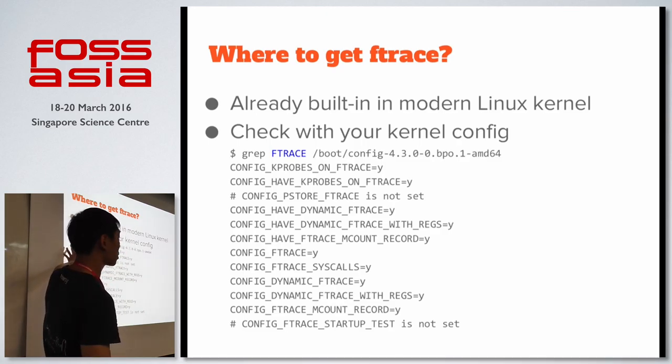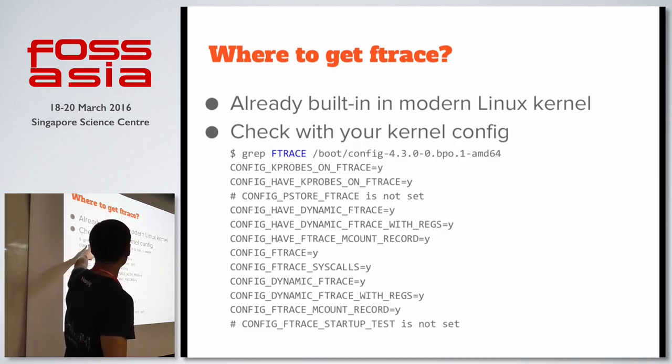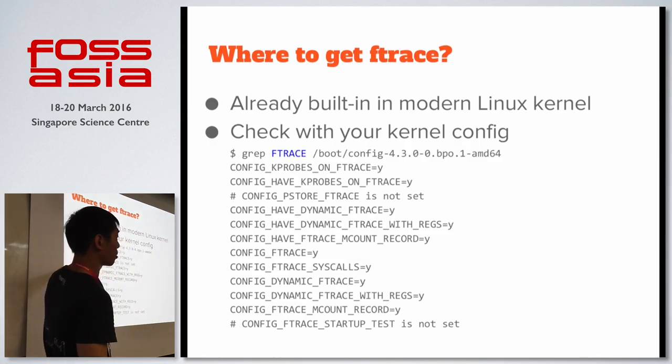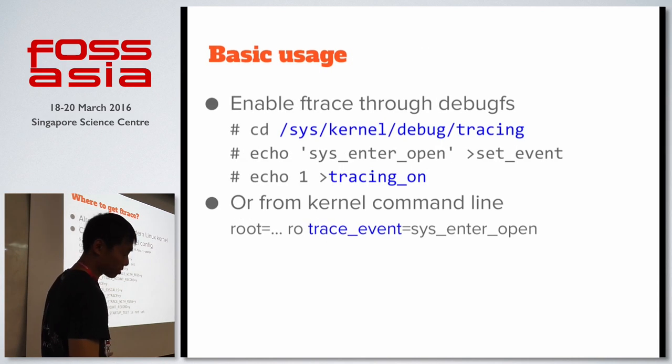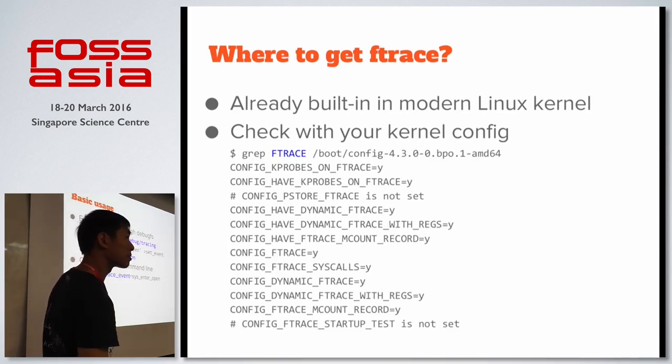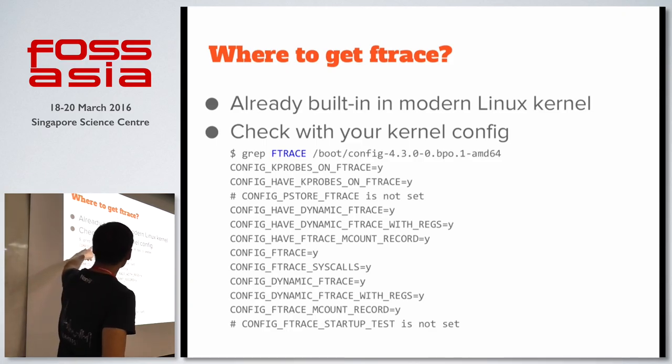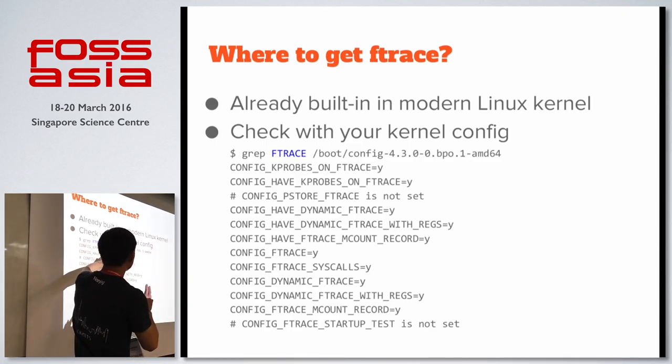So you can check your kernel config with a grep to see if it's enabled. But nowadays, almost every distribution has it enabled, so you don't have to build your own kernel. The config, is it in the build system or in the... So how do I know whether my system has ftrace enabled? Okay, it's in boot. The system I'm using is Deepin.